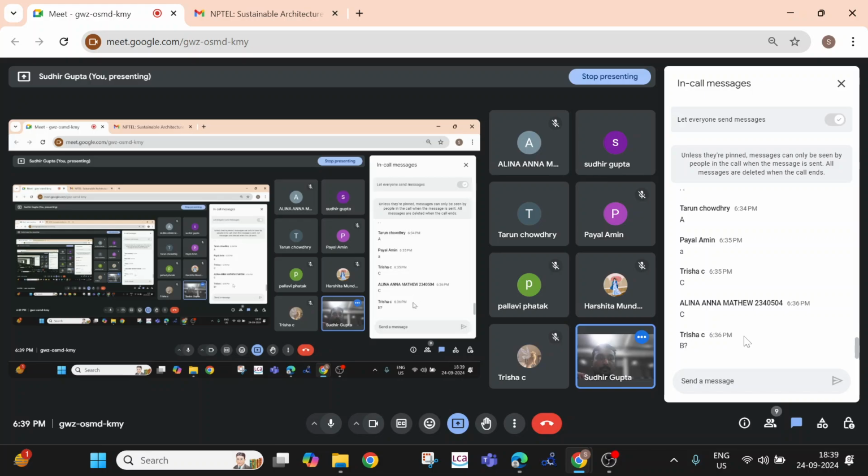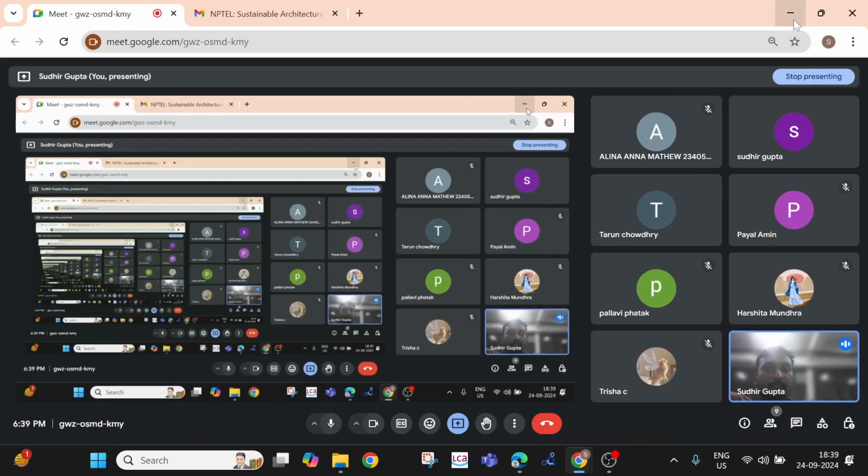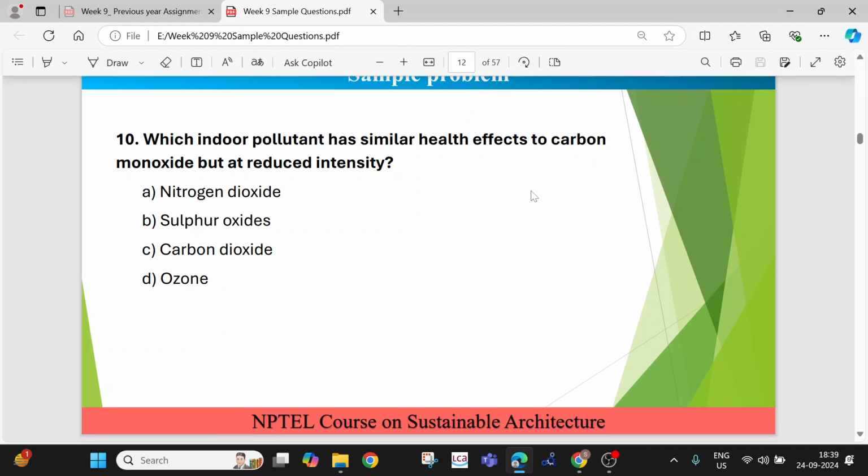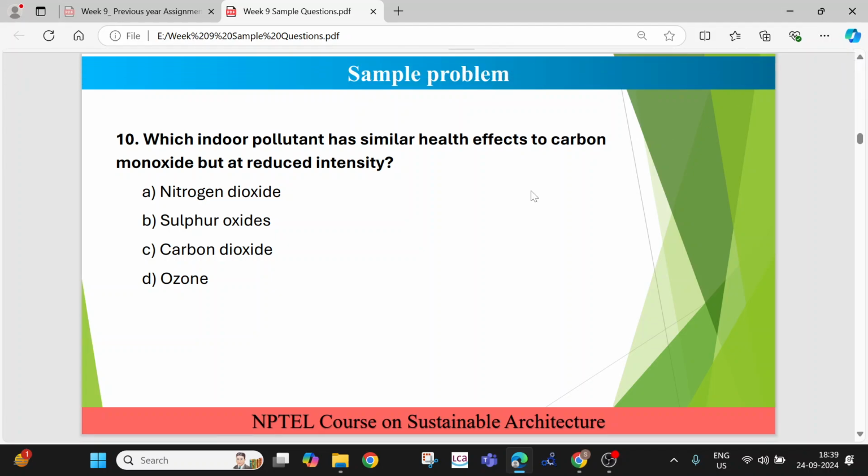Okay, so I think Krisha and Elena are absolutely correct, because they are mentioning C. From the similarity, or from the naming also, you can see carbon dioxide and carbon monoxide are more or less similar, and that will be causing similar health effects only. But carbon monoxide is more effective, or more dangerous, you can say. And carbon dioxide has health effects similar to carbon monoxide, but at reduced intensity.